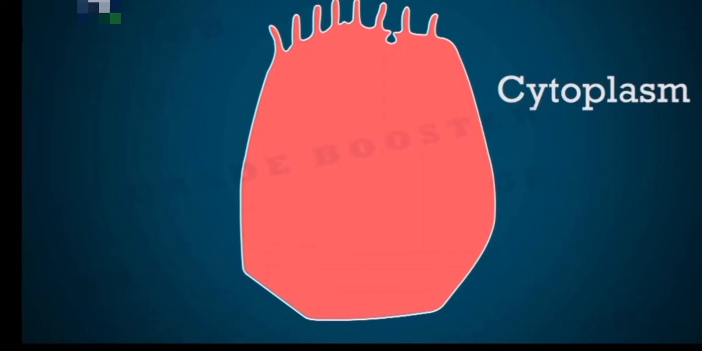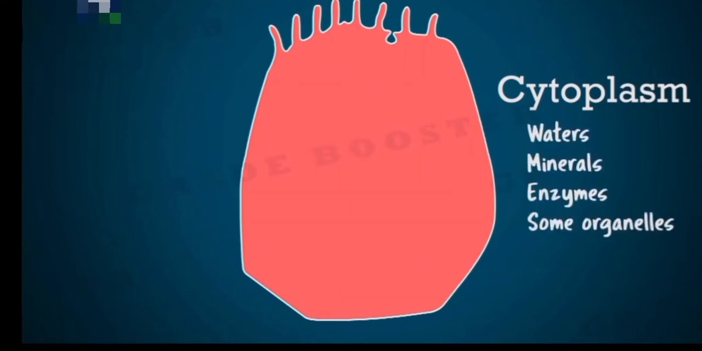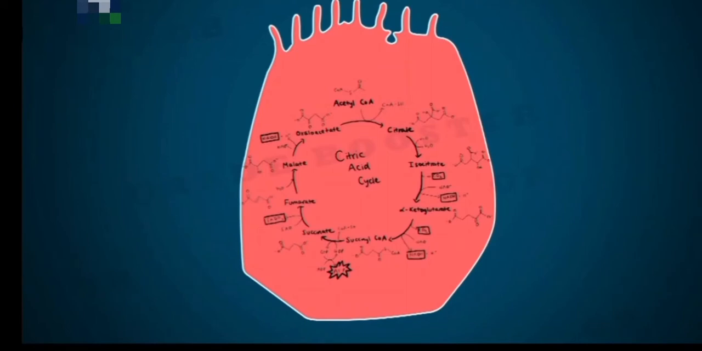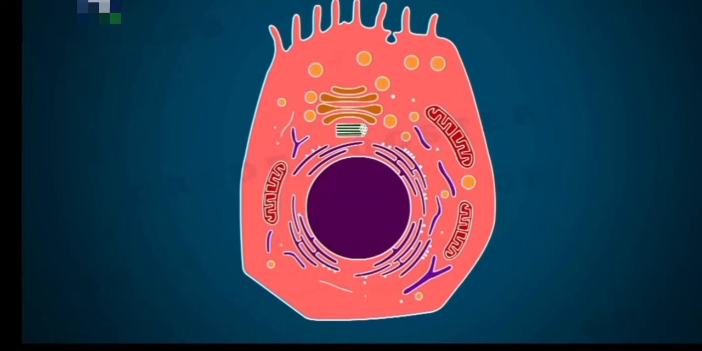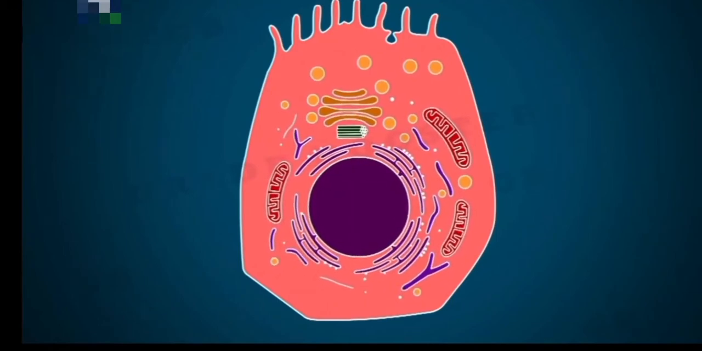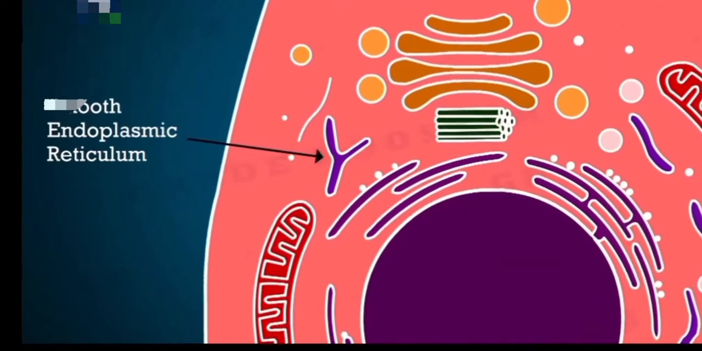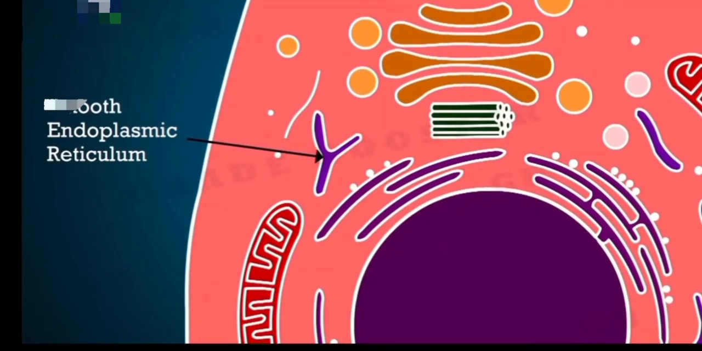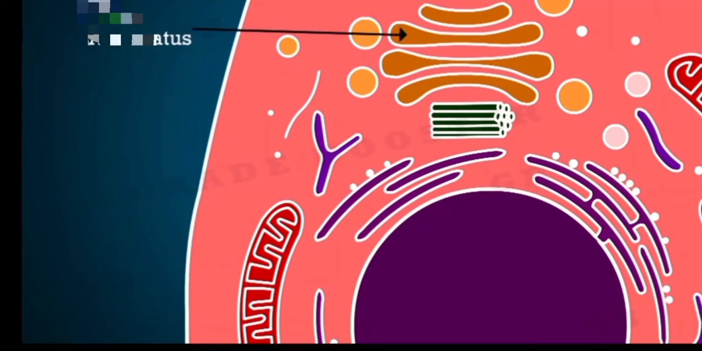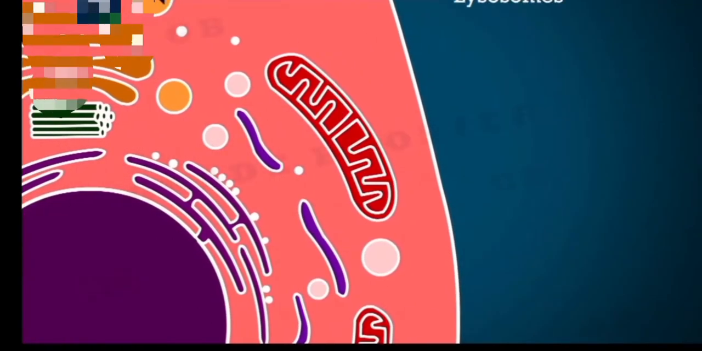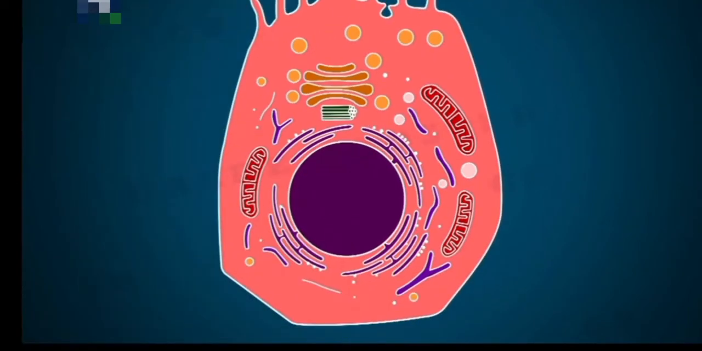What does the cytoplasm consist of? Cytoplasm consists of water, minerals, enzymes, and some organelles. It is the place where many biochemical reactions take place. There are so many organelles floating in the cytoplasm. Let us look at these cell organelles. This is smooth endoplasmic reticulum, rough endoplasmic reticulum, Golgi apparatus, lysosomes, mitochondria, and vacuoles. Each of these organelles performs a specific function. Let's see the short details of each cell organelle.